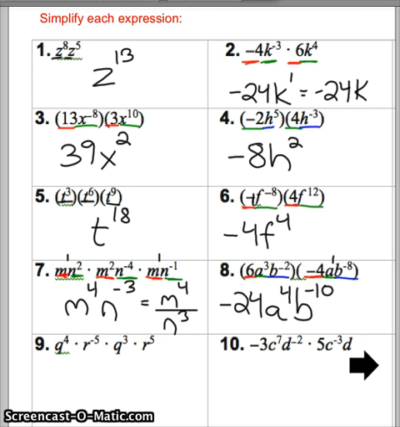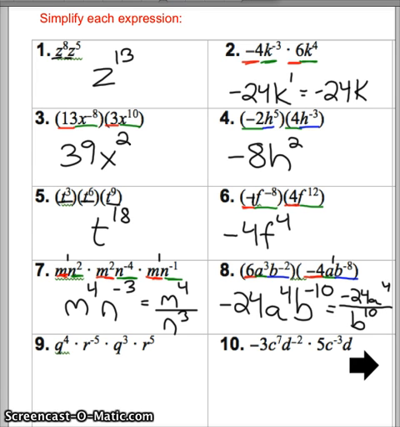So, looking at this, we have something with a negative exponent. I'm going to get rid of that, okay? So, the negative 24 can stay. The a to the 4 can stay. But that b to the negative 10, we're going to move that down to the denominator where it can have a positive exponent.